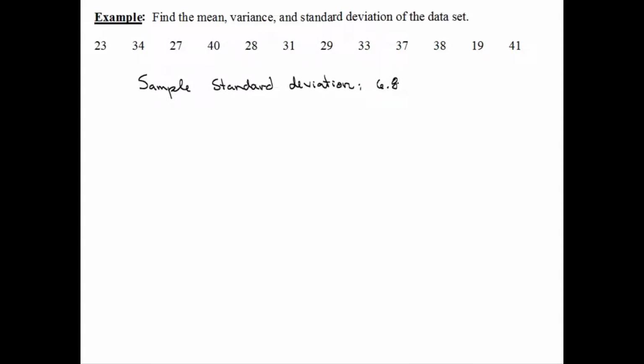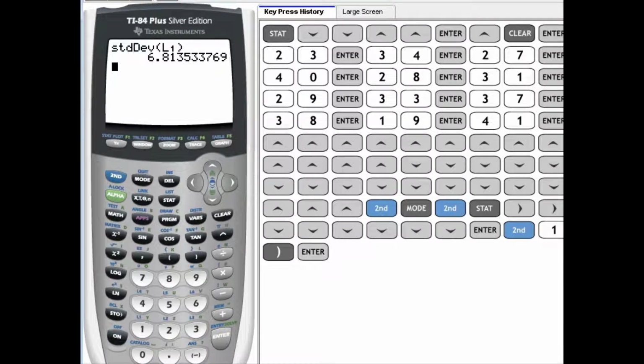So rounding to 4 decimal places, that'll give me about 6.8135. Let me put my correct notation here. We'll use a lowercase s for this. Okay, let's do that again. Go to the list function on our calculator.